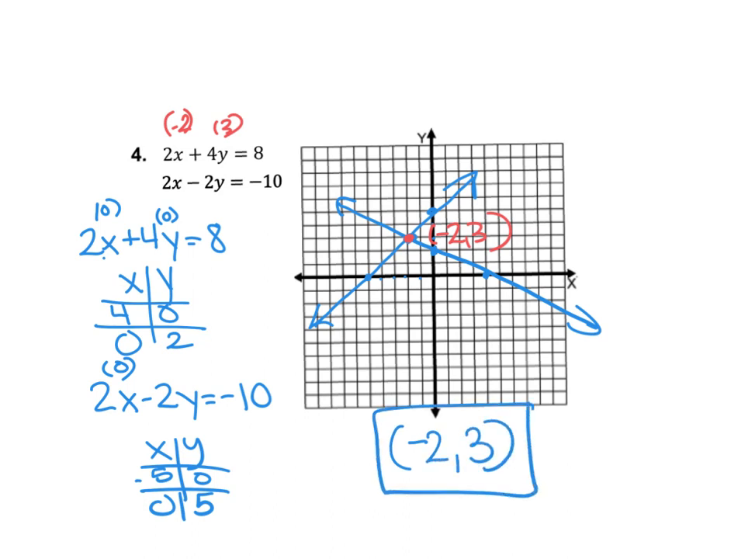So in this lesson, we took a look at how to solve systems by graphing.